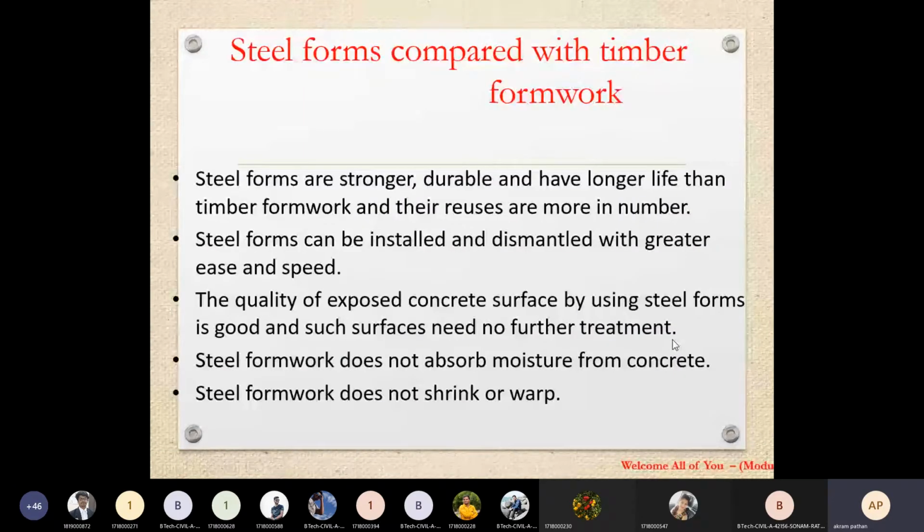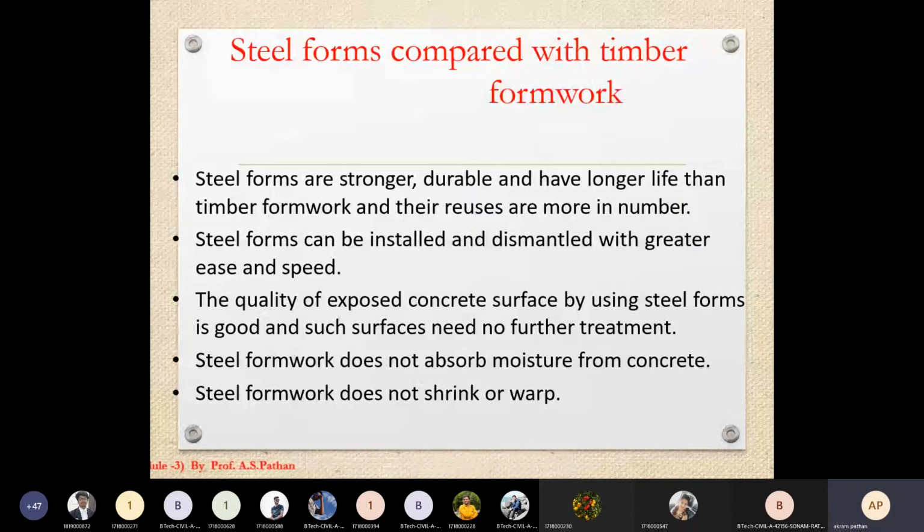Now, if you compare timber formwork with steel formwork, these are the points we should know. Steel formwork is stronger, more durable, and has a longer life than timber formwork, and its reuse is greater in number. Steel formwork can be installed and dismantled with greater ease and speed, because we use steel plates with nuts and bolts, so we can dismantle easily and achieve more speed.